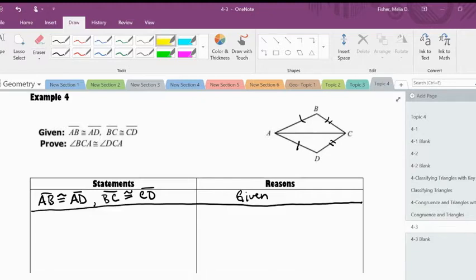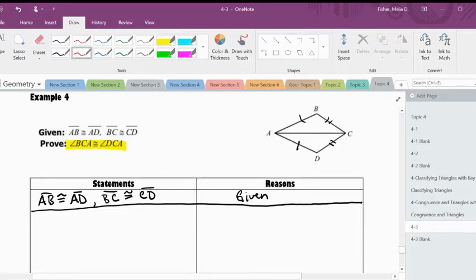Now let's take special note. What are we trying to prove here? We are trying to prove that the angles are congruent. So we're going to take a hint from this and say, we're probably going to need to first prove that the triangles are congruent and then prove that the angles are congruent. And that is going to lead us to our special CPCTC. So we're going to look forward to that.